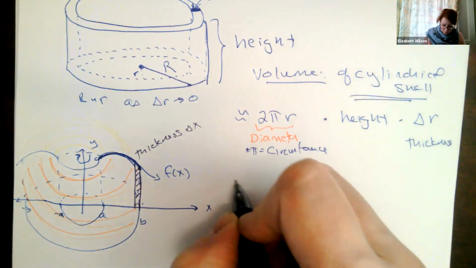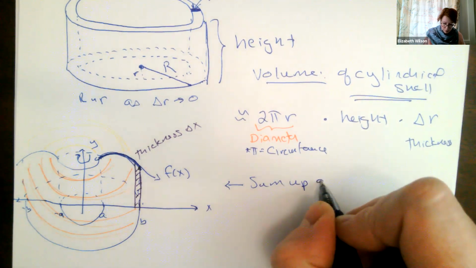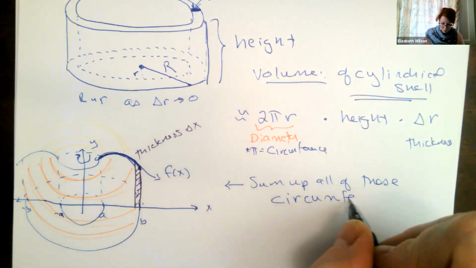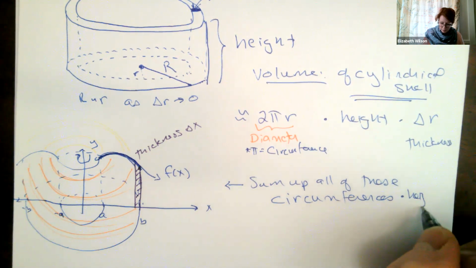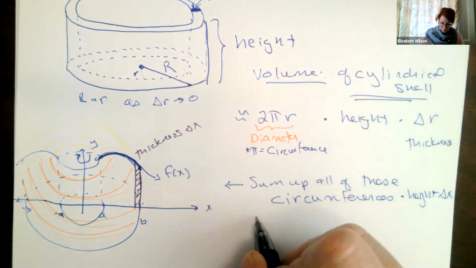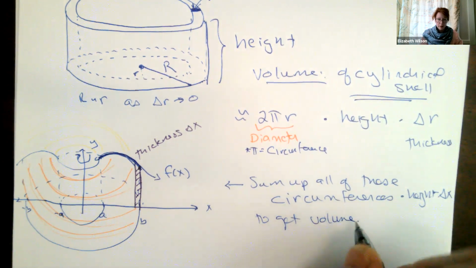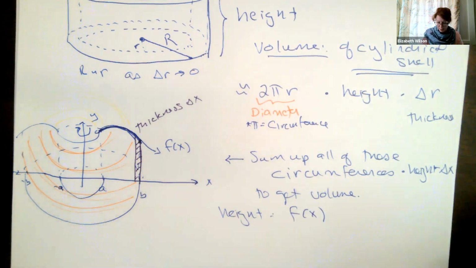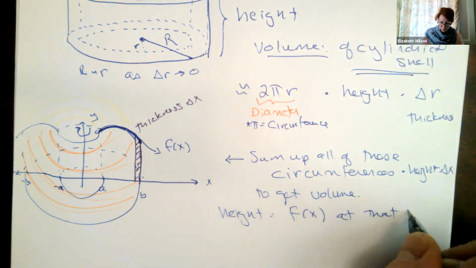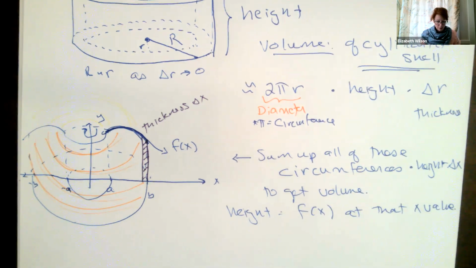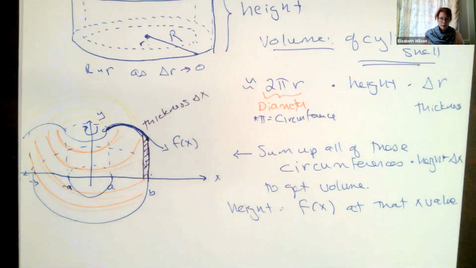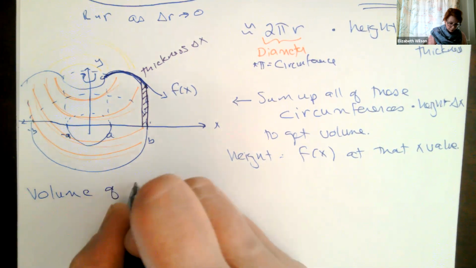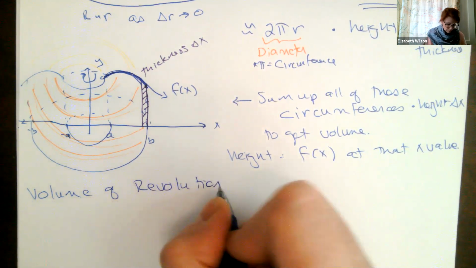We sum up all of these circumferences times the height times the delta x to get the volume. And when we do this, let's also remember our height is equal to the function at that particular x value, kind of like what we did with the disk method. Our function represents our height. So we want to start thinking about how to make this the volume of revolution.